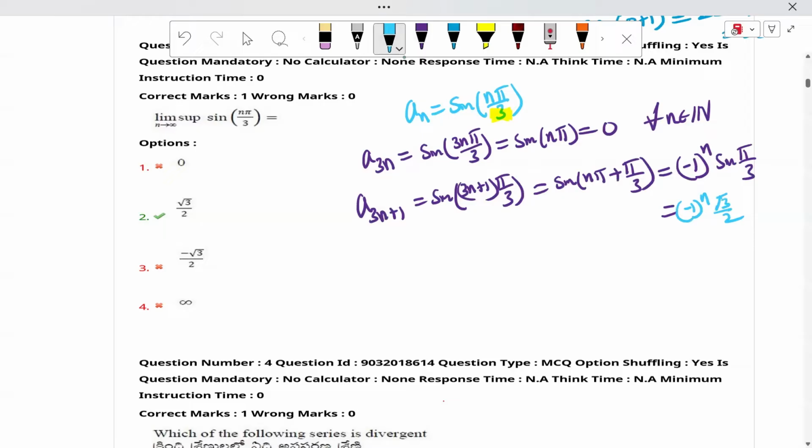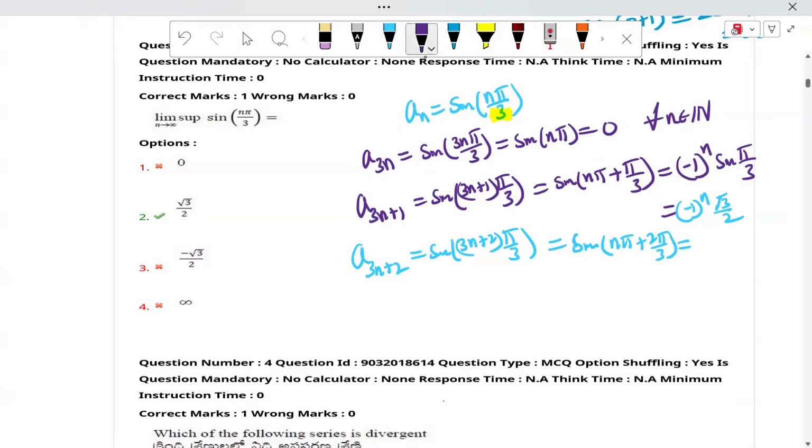Okay, it is the a_(3n plus 2) value. It is sin of (3n plus 2) into 5/3. We know that it is the sin of n5 plus 2 5/3.